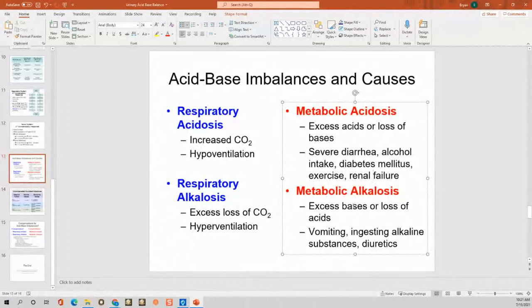Metabolic alkalosis, excess bases or loss of acids. One of the number one ones that I test you guys on is vomiting and diuretics. Vomiting, you're throwing up hydrochloric acid. That had to come from somewhere. The hydrochloric acid is hydrogens that came from your body. It came from your blood. Was put into your stomach as hydrochloric acid, and then you're puking it out.